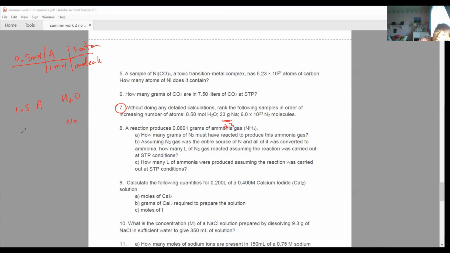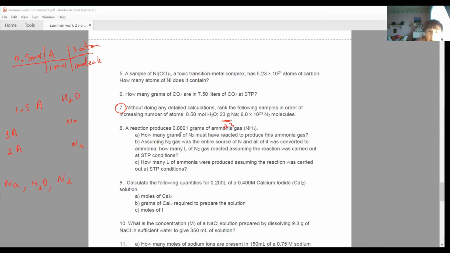The sodium instead is 23 grams divided by 23 grams per mole, so this is just 1 mole, and in each mole there is the Avogadro number of atoms, one atom each, so there is not much going on there. You have 1 Avogadro number. And for the N2, this is the Avogadro number of molecules, so this is already 1 mole. But if you have that many molecules, you have twice as many atoms, so twice the Avogadro number of atoms. So in order of decreasing numbers, you have N2 first, then H2O, and then sodium.